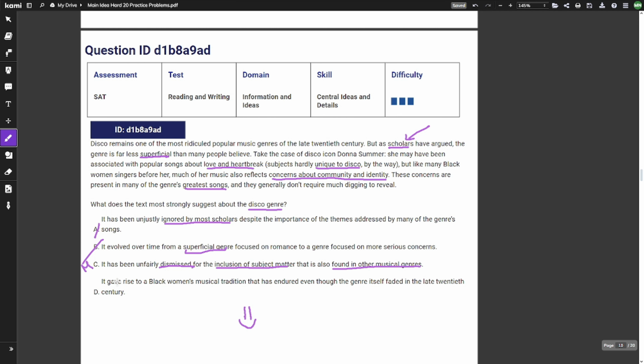And then D, it gave rise to black women's musical tradition that has endured even though the genre itself faded in the late 20th century. That's just a whole bunch of babbling, alright? Black women and musical tradition, that's not relevant to what the text is saying at all. So D is not our answer, which means C is our best answer.